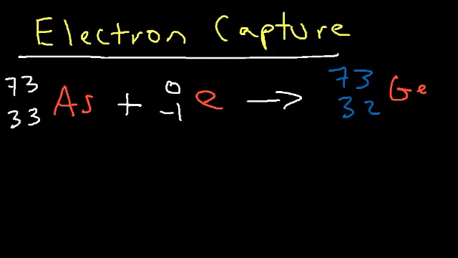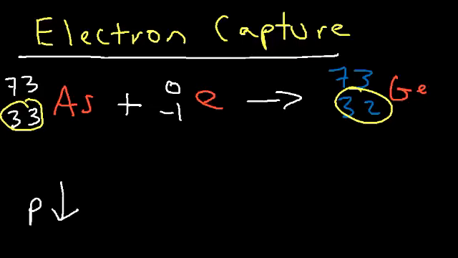if the nucleus of the arsenic atom captures an inner core electron. So let's see what happens within a nucleus. The atomic number went down. It went from 33 to 32, so we lost a proton. Now, the number of neutrons is the mass number minus the atomic number, so 73 minus 33, arsenic has 40 neutrons, and 73 minus 32, germanium has 41 neutrons. So we gained a neutron by acquiring an electron.